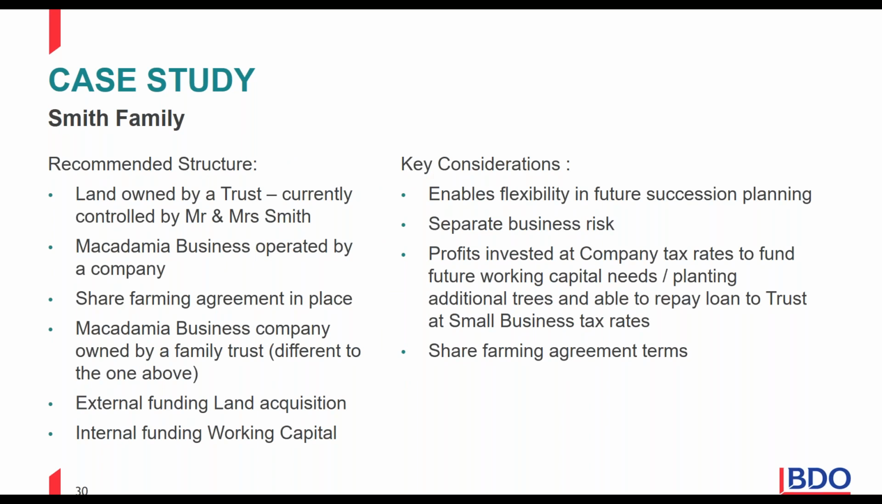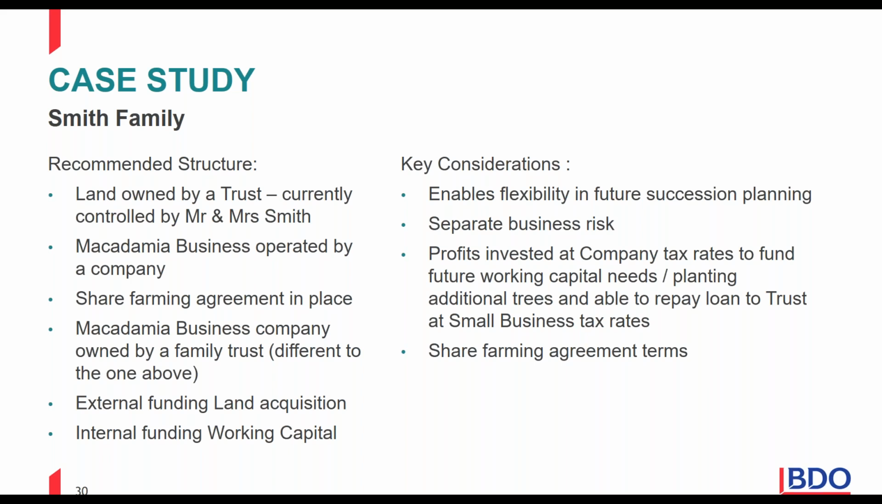So thanks for that, Andrew. So in wrap up to our presentation today, we thought we'd go through, because we've alluded to this structure all the way through it, for the three different families. So the first one, the recommended structure for the Smith family, considering all the factors that we've had, is that the land be owned in a trust and it currently be controlled by Mr. and Mrs. Smith. The macadamia business be operated through a company.